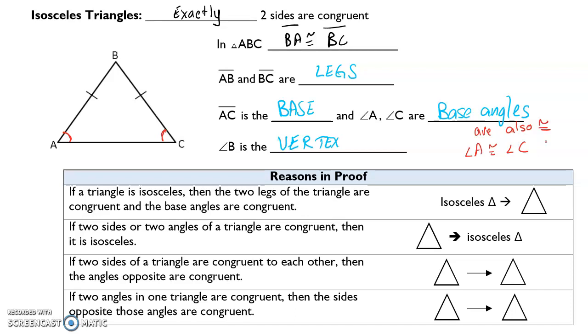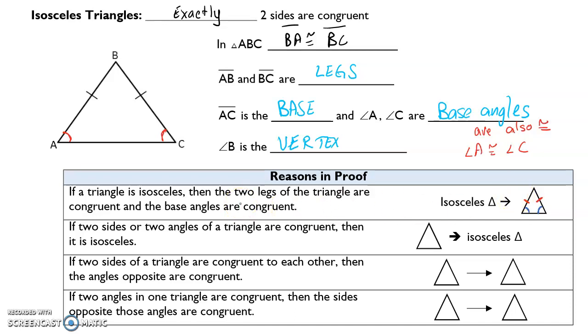If a triangle is isosceles, then the two legs of the triangle are congruent and the base angles are congruent. So what we would say is isosceles triangle implies, and we can literally draw a triangle, and if our conclusion is sides, we would put the two tick marks on the sides. If our conclusion is that those base angles are congruent, we would mark the two base angles down here. That would be our abbreviation for this if-then statement.